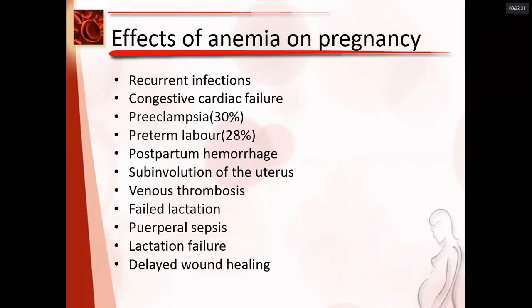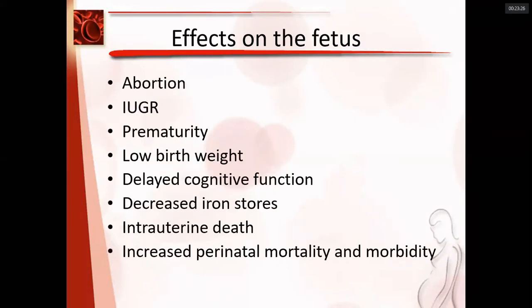So these are the effects of anemia on pregnancy. Does it affect the fetus? Yes, it does. In the first trimester, if the woman is severely anemic, there may be fetal loss, which we call abortion, and the fetus may not grow properly, which we call intrauterine growth restriction. They may have prematurity and low birth weight, and in the long term, problems of delayed cognitive function, decreased iron stores, and fetal anemia. And rarely, it may lead to intrauterine fetal death and increased perinatal mortality and morbidity.